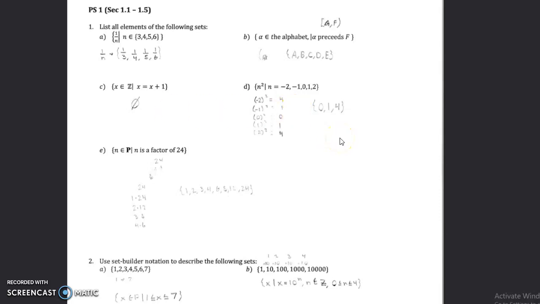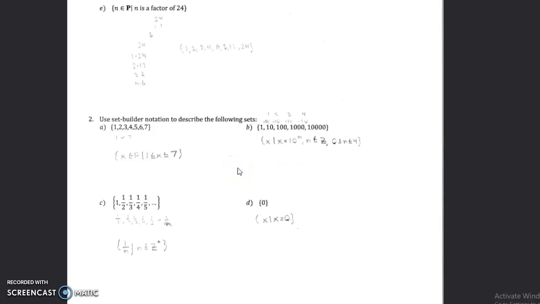Then we move on to D. So the set is n squared, where n is -2, -1, 0, 1, and 2. Simple enough. We just plug in n and the n squared, and then we get our answers. So the elements are going to be, for -2 squared is 4, -1 squared is 1, 0 is 0, 1 squared is 1, and then 2 squared is 4. Now, for the actual elements itself, we don't have to repeat them at all. Since we have duplicates of 4 and 1, we just write 0, 1, 4 in ascending order.